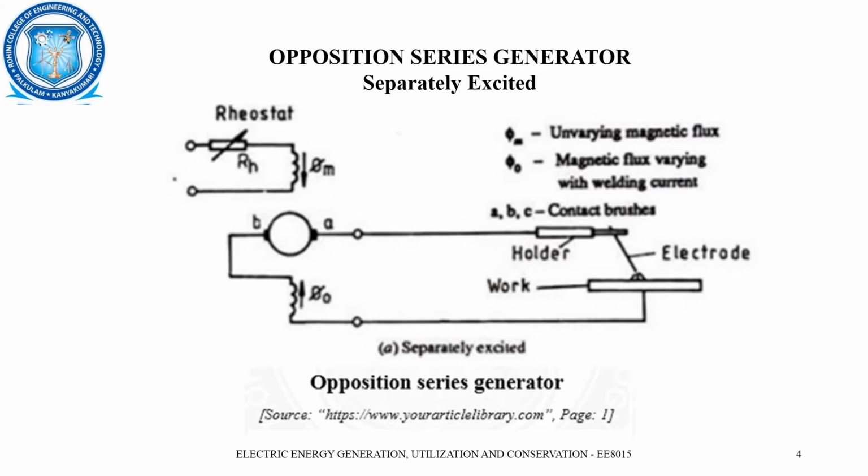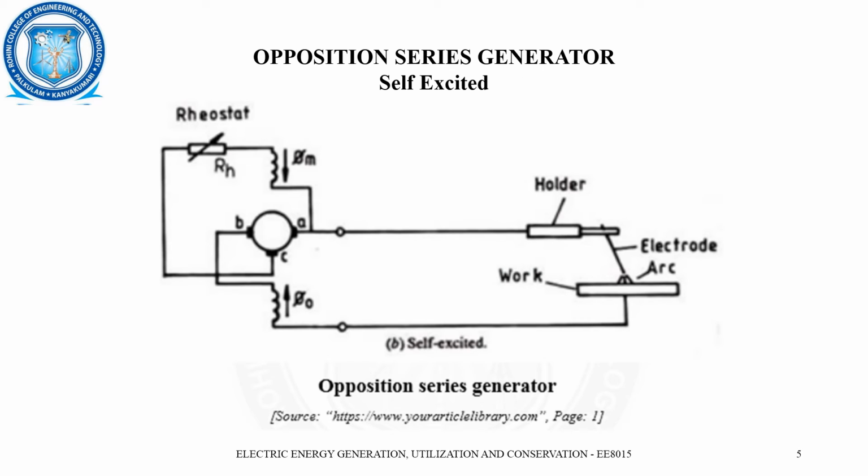When there is a short circuit, the two magnetic fluxes will become nearly equal in magnitude and hence the total magnetic flux will collapse and the terminal voltage of the generator drops to zero. Thus, the effect of opposition series field is one of the main things to produce the drooping voltage ampere characteristic. Welding current can be adjusted continuously by varying the main flux phi m with the help of this varying rheostat RH.